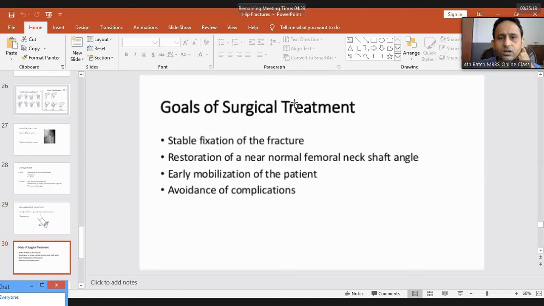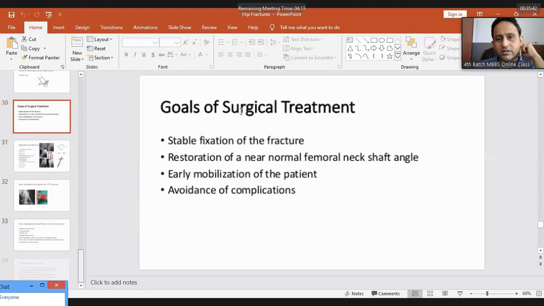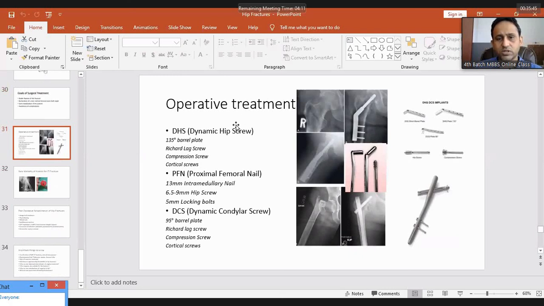So what are the goals of surgical treatment in IT fracture? You want to give the patient a stable fixation, and restore as anatomically as possible, to give a normal femoral neck shaft angle, which is about 125 degrees. You want to mobilize the patient early out of bed and avoid any complications of recumbency. For operative treatment, the choices are either dynamic hip screw, dynamic condylar screw, or proximal femoral nail.